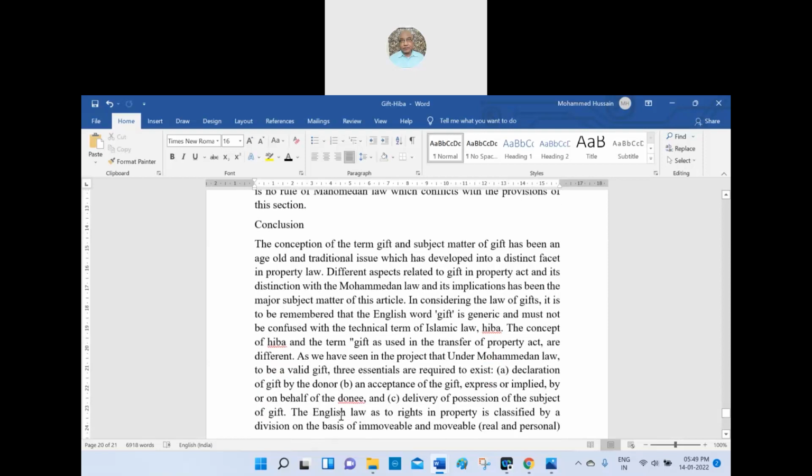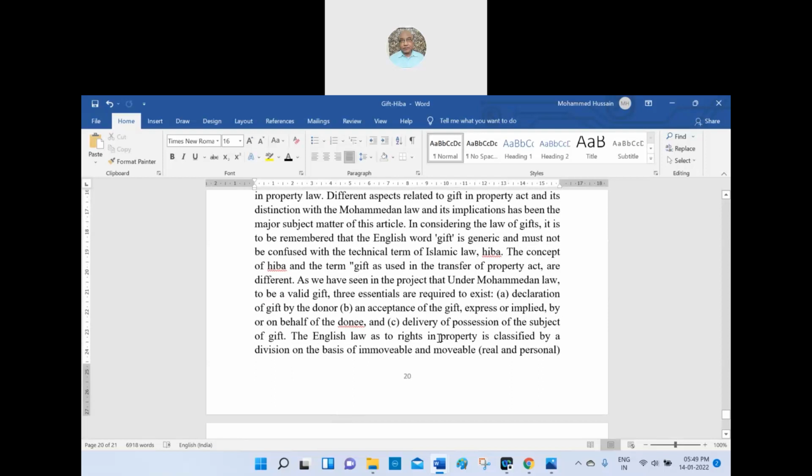In conclusion, the conception of the term gift and the subject matter of the gift has been an age-old and traditional issue which has developed into a distinct facet in property law. Different aspects related to gift in the Property Act and its distinction with the Mohammedan law and its implication have been the major subject matter of this article. So we can read from here.